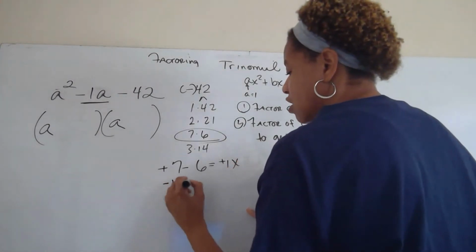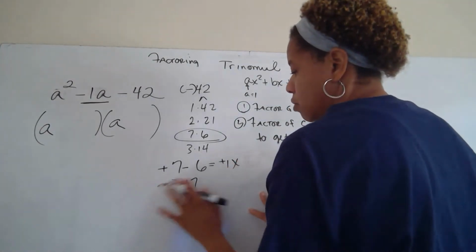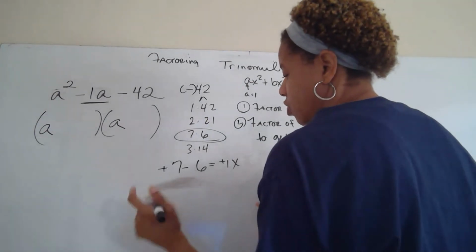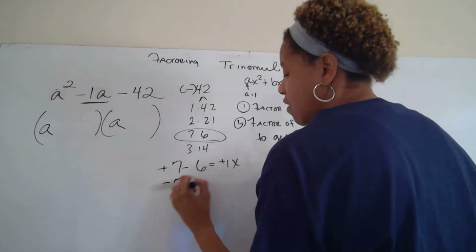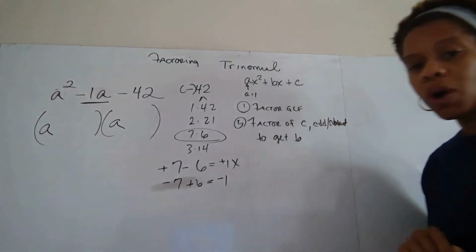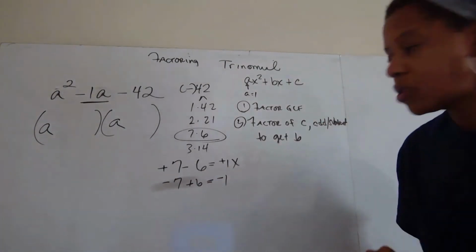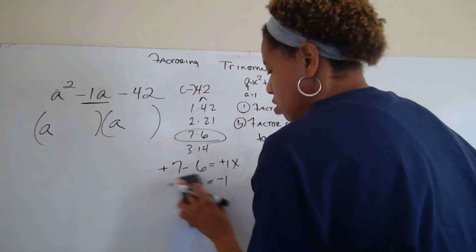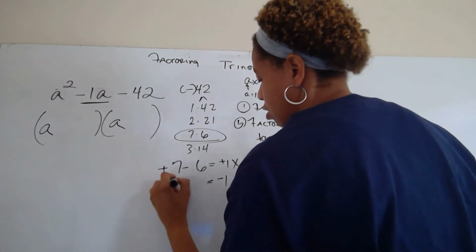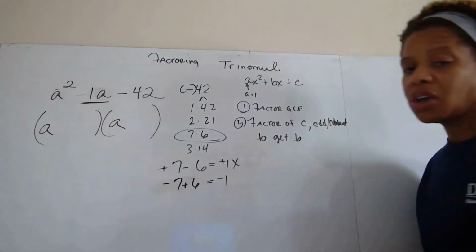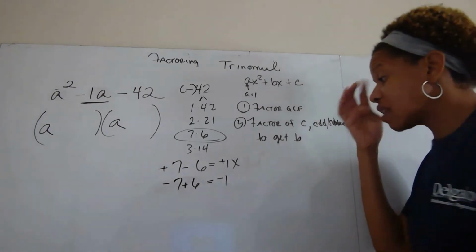So negative 6 plus a 7. Swap the signs, not the values. Genius. So negative 7 plus 6 equals negative 1, right? That's why it's good to have a good eraser, because we know we're going to make a mistake. So negative 7 plus 6 gives us negative 1.